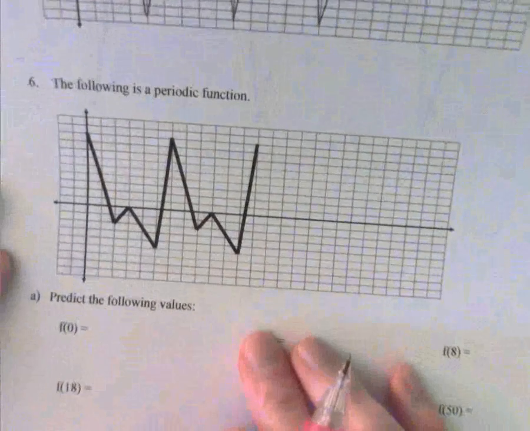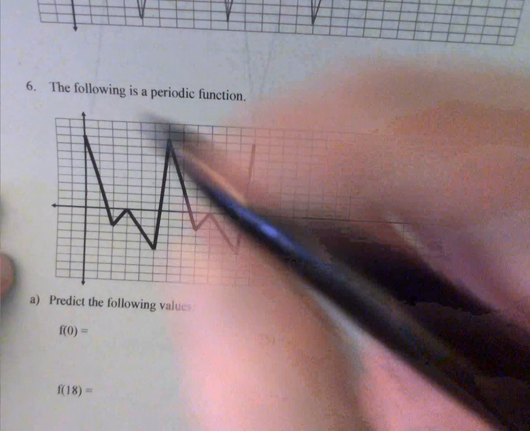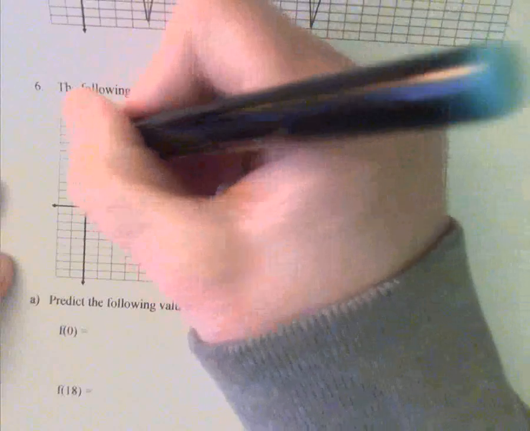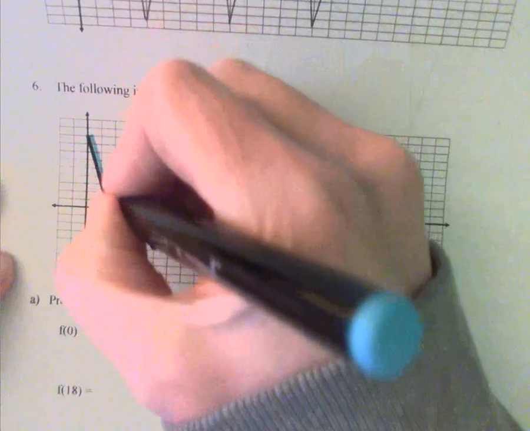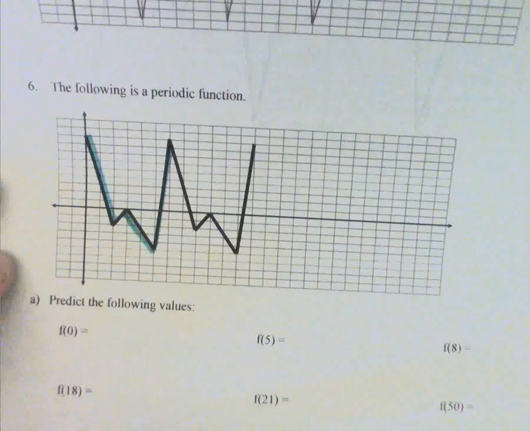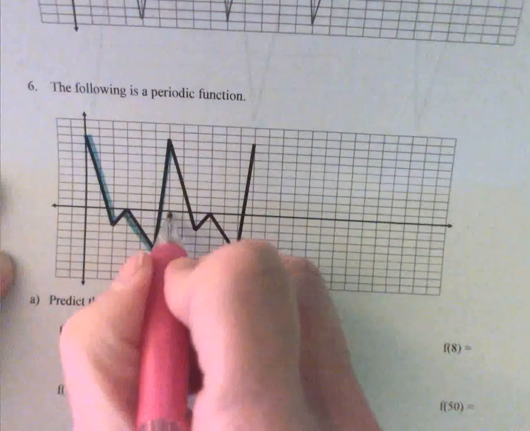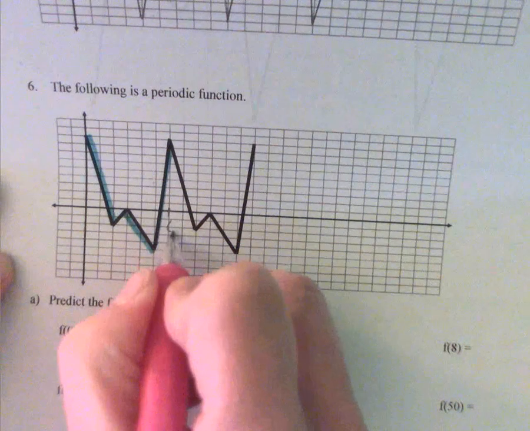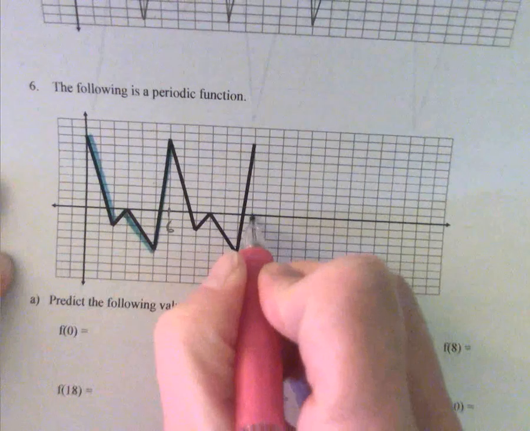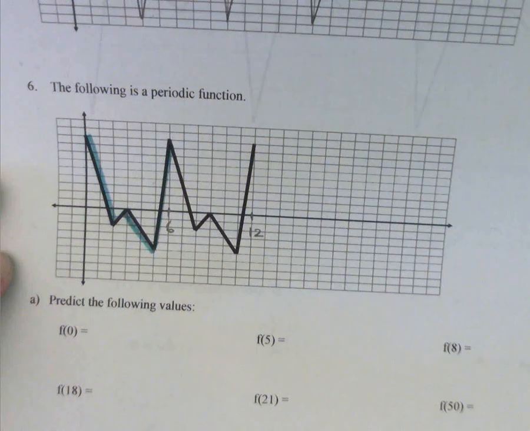Okay, so the following is a periodic function. So I want to highlight what that period looks like. So if I look, we're going to start here. We go down, back up, and then we start again. So it means to get to here, I'm 6 spaces over. To get the next cycle, I would be 12, and so on and so forth.